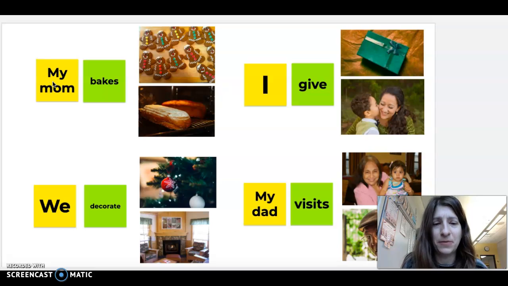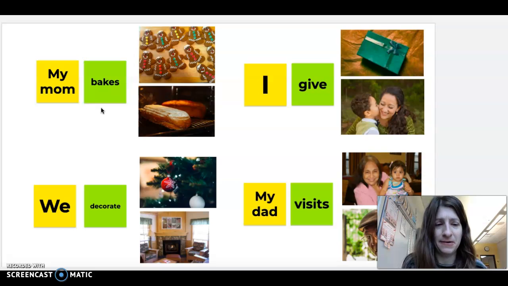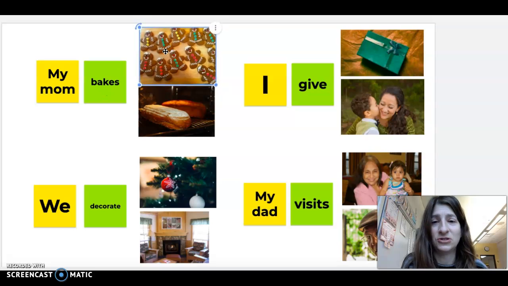So, for example, my subject, who I'm talking about, my mom. What does my mom do? She bakes something. What does she bake? So I can say, my mom bakes what? The what part is our object. We're going to think about what we could use to fill that up. So I could say, my mom bakes gingerbread men.